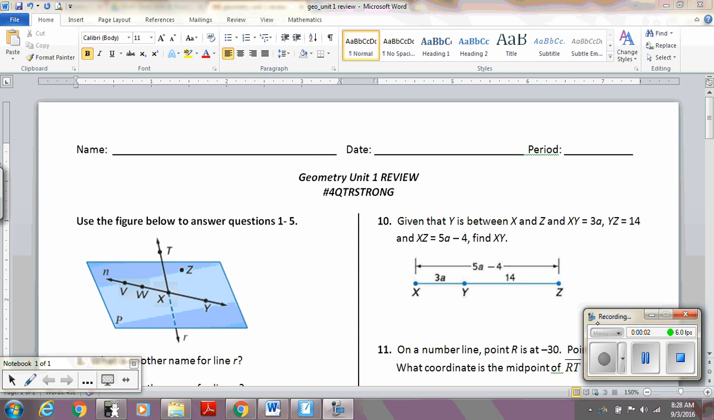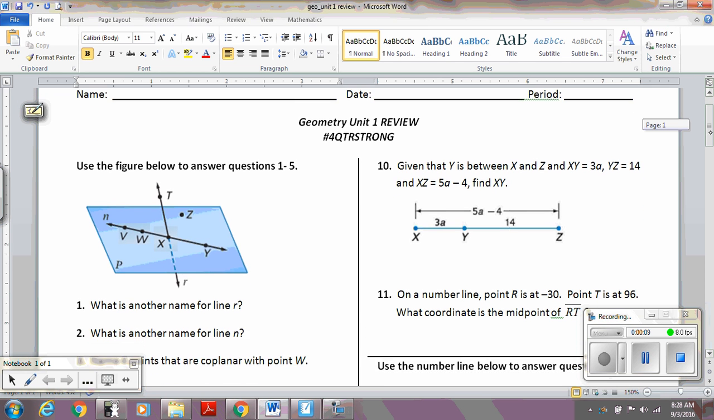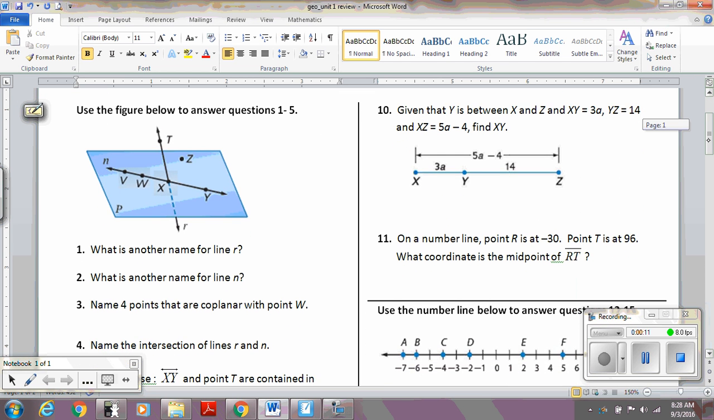Unit 1 Test Review Tutorial. For questions 1 through 5, we're going to use this picture here on the left.